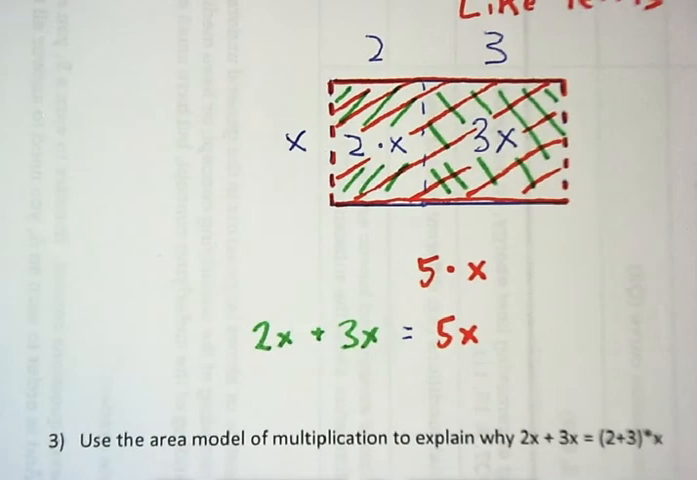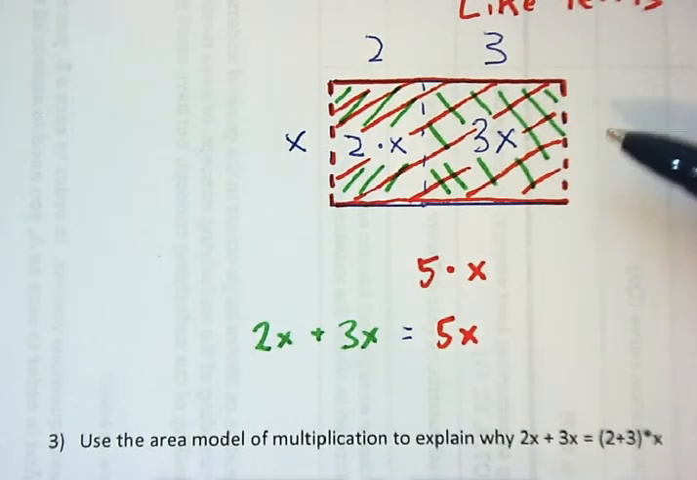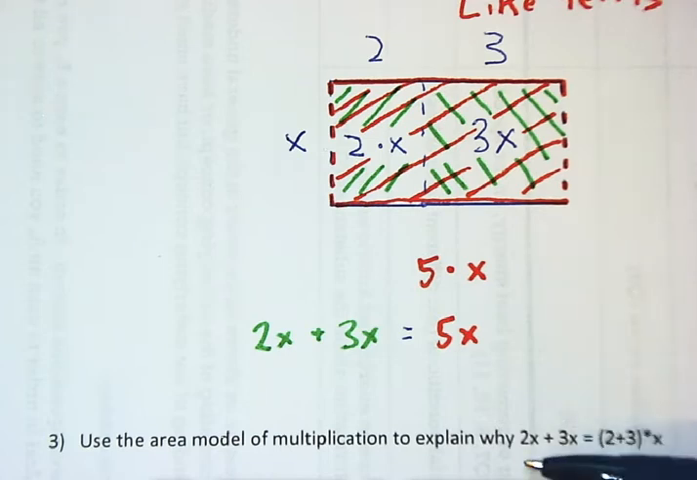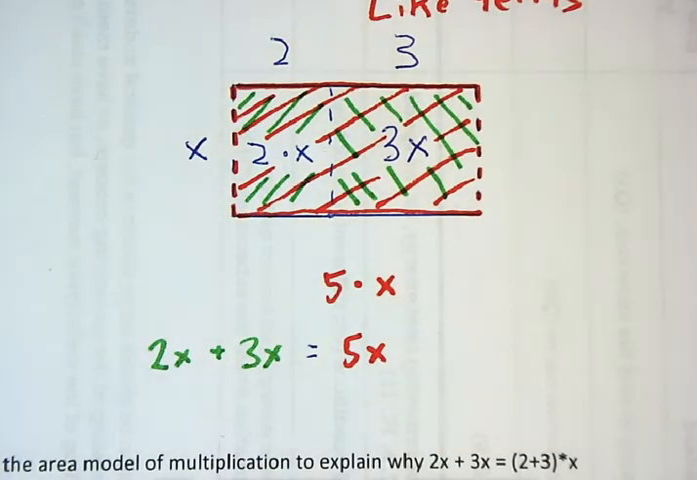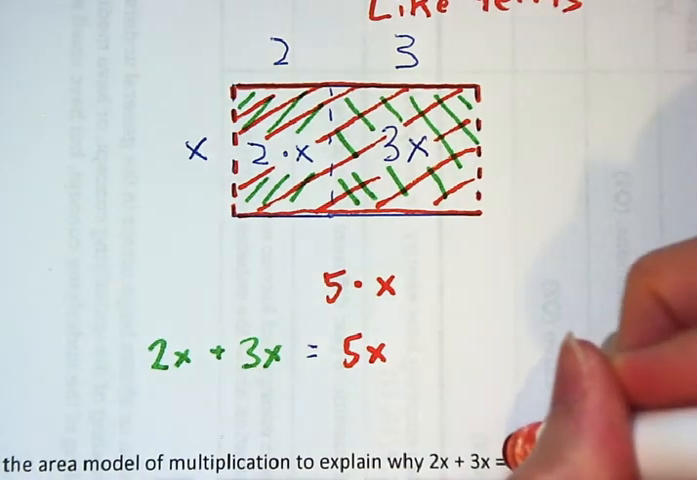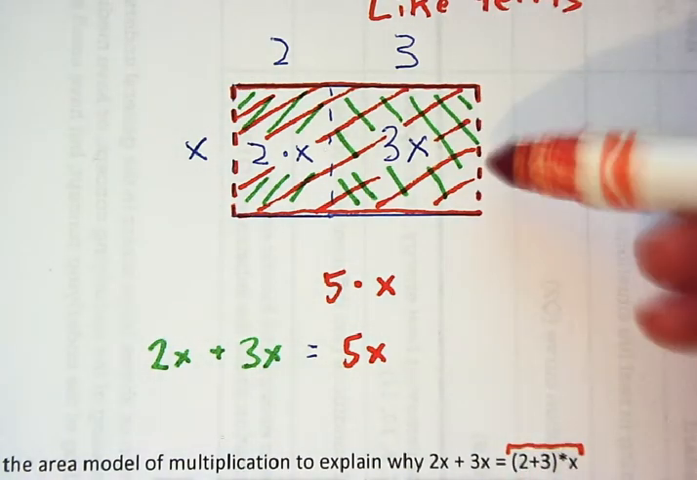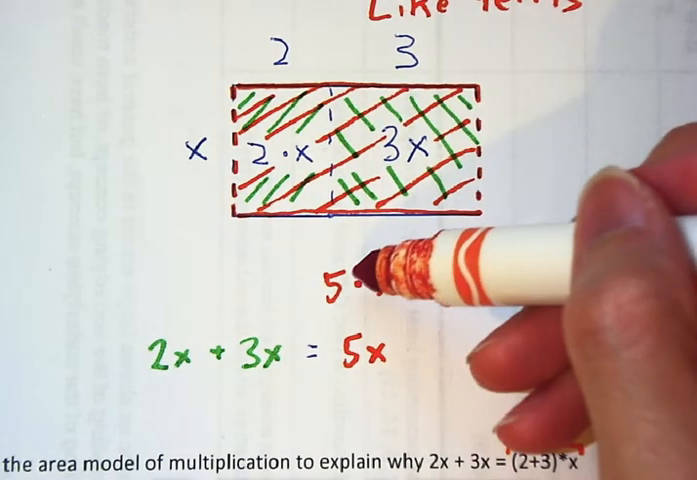Number 3 here asks, use the area model of multiplication to explain why 2x plus 3x is equal to (2 plus 3) times x. Well, I'm not going to redraw it. This is still talking about this. You have 2x adding together with 3x. So another way of thinking of this orange area here is, how did I get the 5?